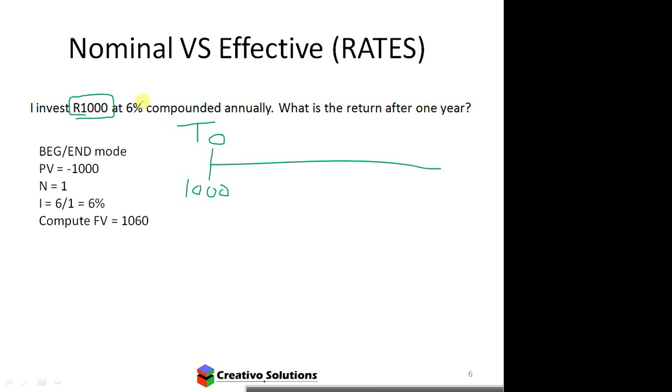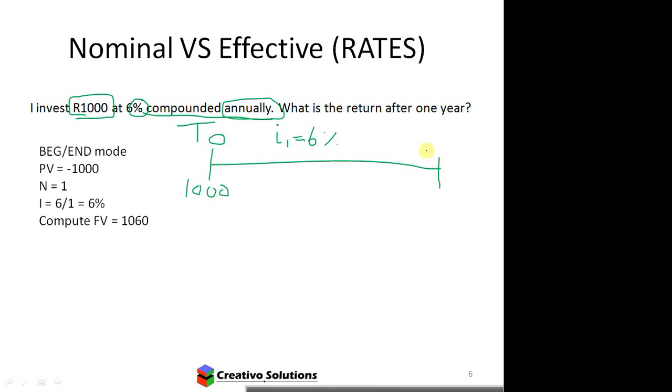How am I investing? 6% compounded annually. If it's annual, how many times in a year? 1. So I1 represents the effective rate because you're compounding yearly. I only have 1 period in a year, so in a year I'm going to get 6%. What is the return after 1 year?